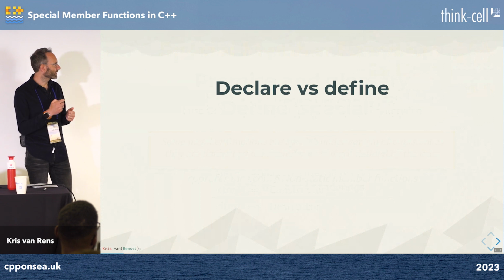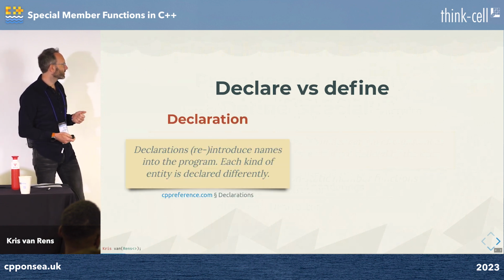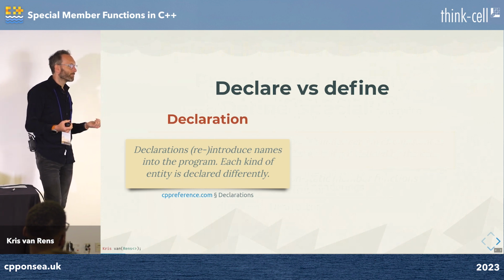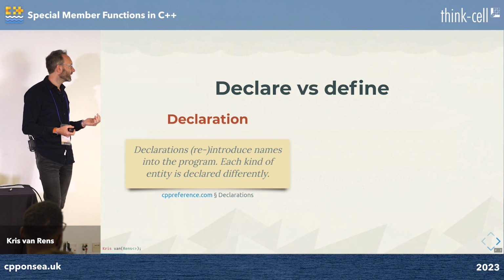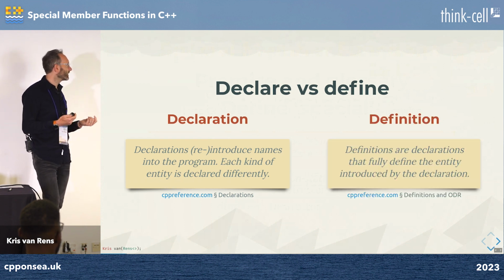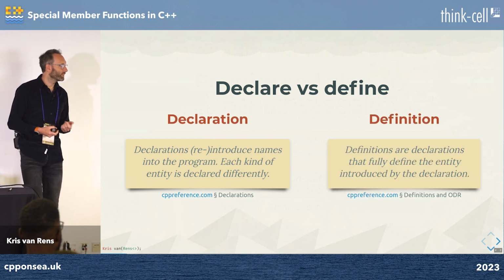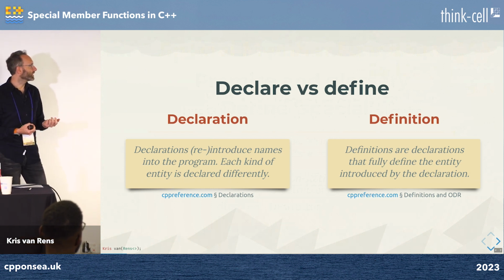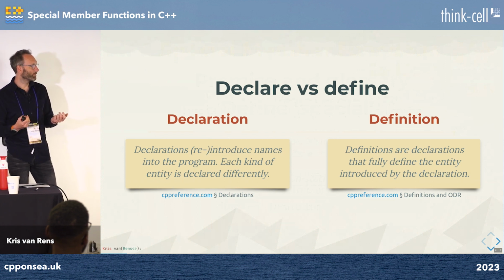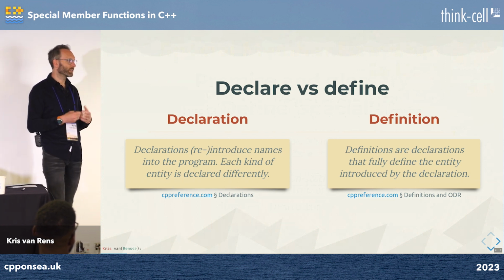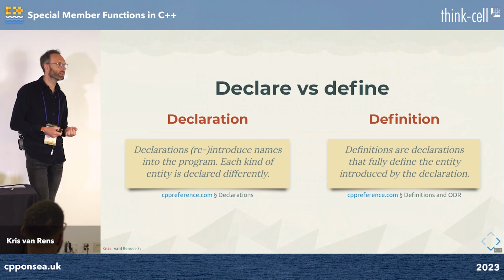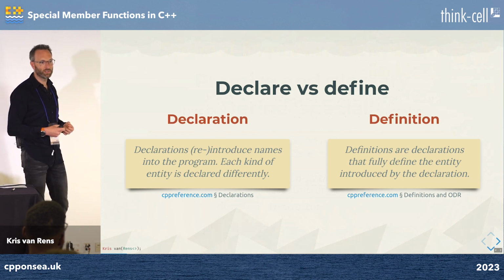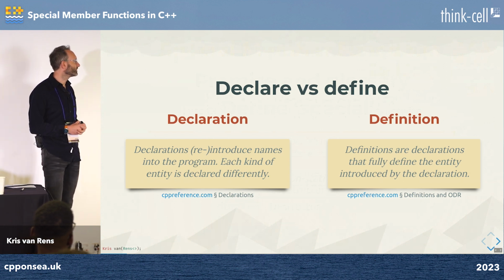So a declaration is simply just an introduction of a name into the program. Nothing more than that. It's just the introduction of the name. And then a definition is a declaration including adding value to this name. So then the introduced name also has a definition as a whole. So for a function, that may mean also that the code is there for the function. And for a variable, that means that the variable has a value as well.